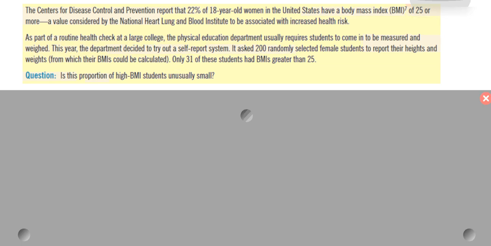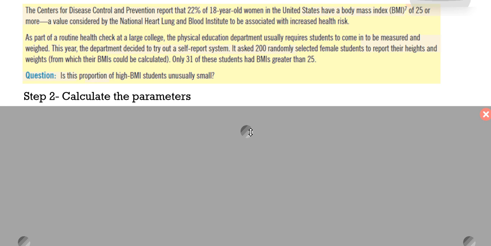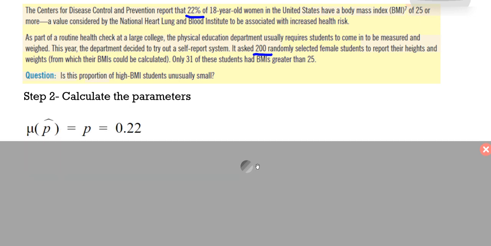All right. So step 2, let's calculate the parameters. What are the parameters? What would we expect the BMI for this sample of 200 to be? Well, we would expect that the sample of 200 would have the same proportion as the population because it's a representative sample. Okay, so there's our mean. So our mean is the same as our population. We would expect this sample of 200 to be 22% 25 BMI or higher. Right?